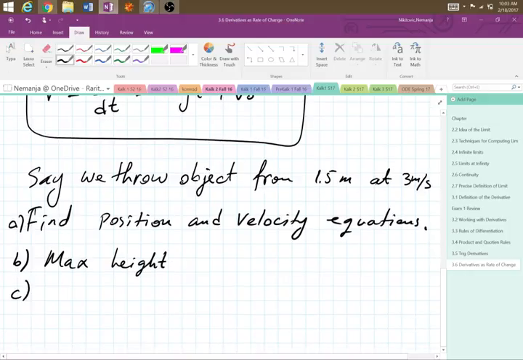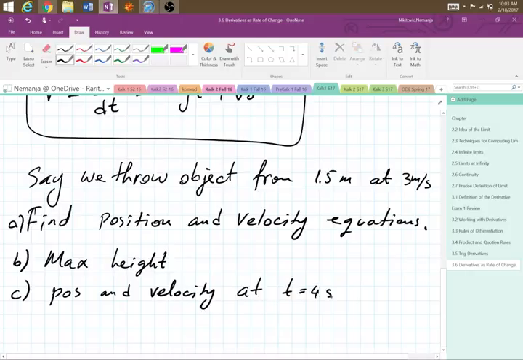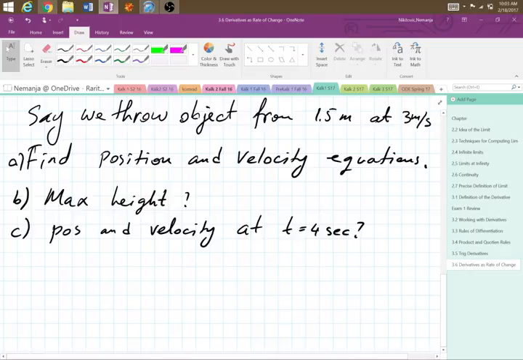Part C: the position and the velocity at t equals 4 seconds. So these are all questions that we can find. We immediately know the position function for this parabolic motion is going to be, just for the sake of laziness, g equals 10 meters per second squared.